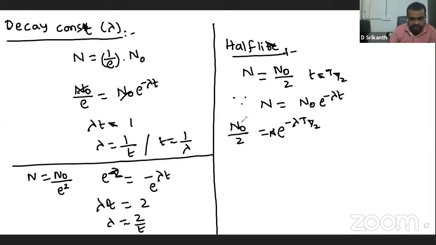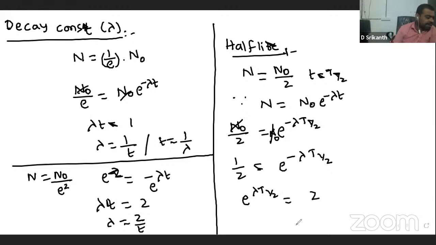N naught cancels. So 1 by 2 is equal to e power minus lambda into t half. Take the reciprocal, and we get e power lambda into t half equal to 2. So lambda into t half is equal to ln 2. So t half is equal to ln 2 by lambda.